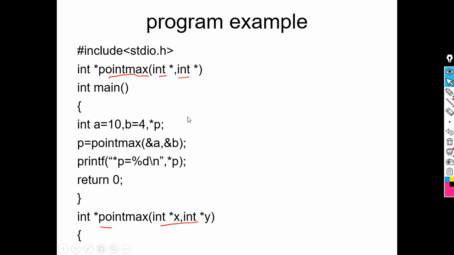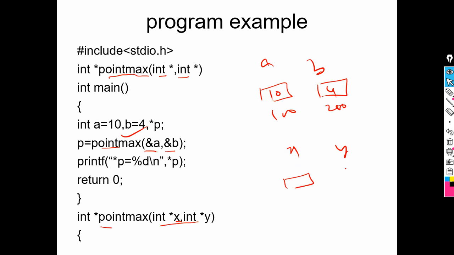So when you are calling this function, you can see here what you're passing to point max. You're passing the addresses of a and b. Notice, for example, a and b have the values 10 and 4, with addresses, let us say, 100 and 200. Then what you're passing when you call this point max function is the addresses of a and b, right? So to this pointer x and y, x is a pointer here and y is also a pointer. They will take the addresses, right? So a's address, 100, is stored in x, and the address 200 is placed in y, right?